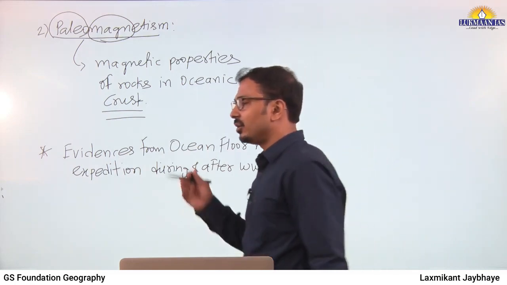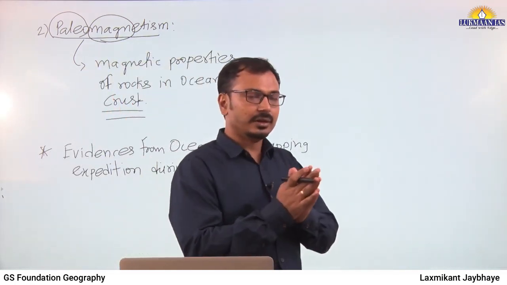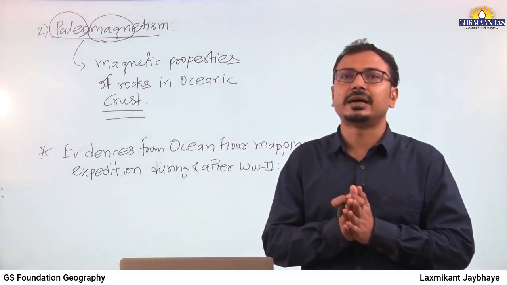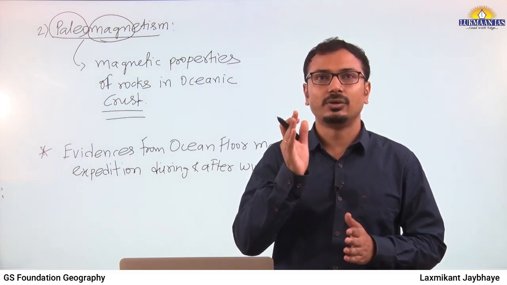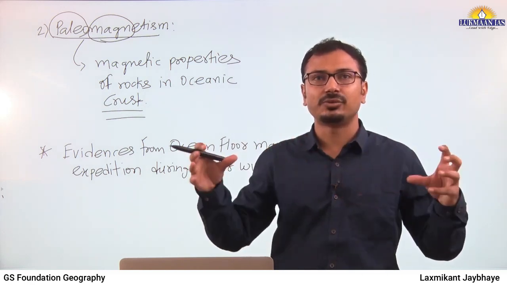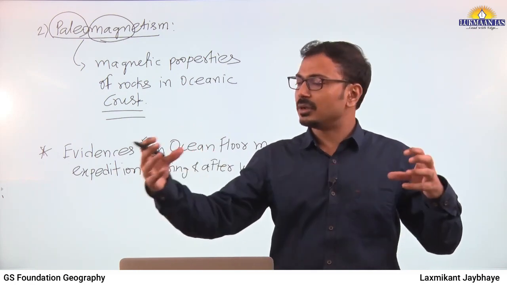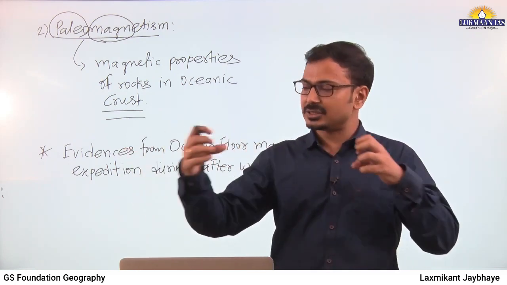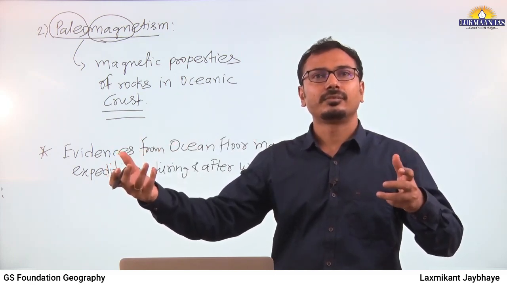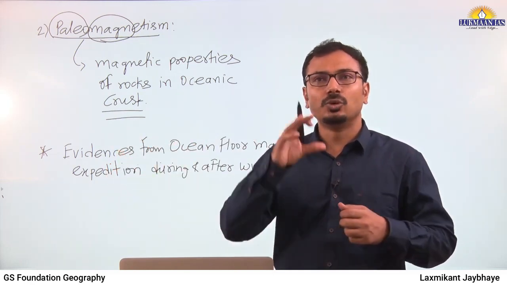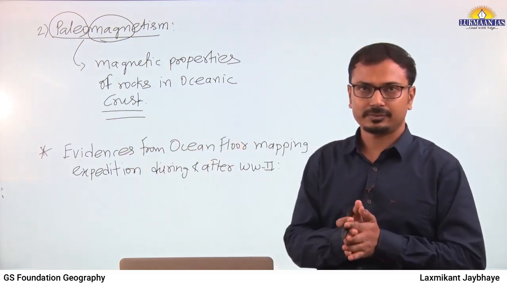The geodating of the rocks on either side of the mid-oceanic region also suggests that these rocks were formed at the same time. Geodating, that means the age of those rocks. When it was studied, these rocks which are at equidistance from the mid-oceanic region, their age is the same. So that is again in support of spreading of the sea floor.